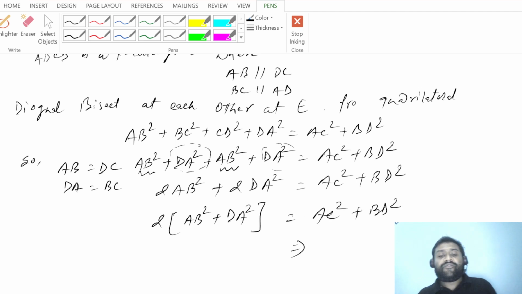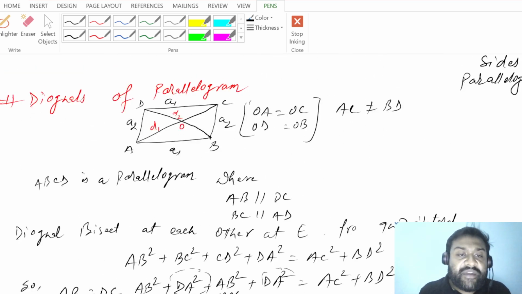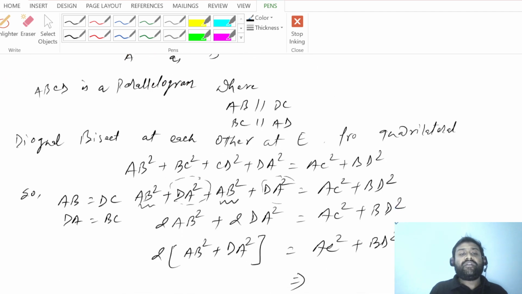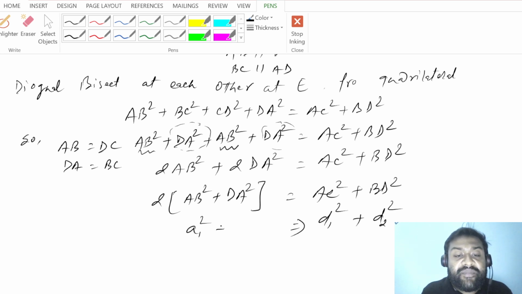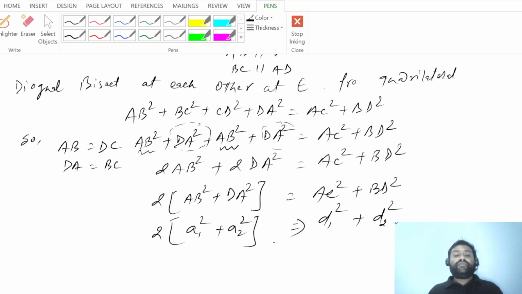Now what we have seen over here, AC is D1 and BD is D2, and AB is A1 and DA is A2. So this will be D1 squared plus D2 squared, and this will be A1 squared plus A2 squared. So we can see over here 2 into A1 squared plus A2 squared is equal to D1 squared plus D2 squared. So this is the diagonal property of a parallelogram.